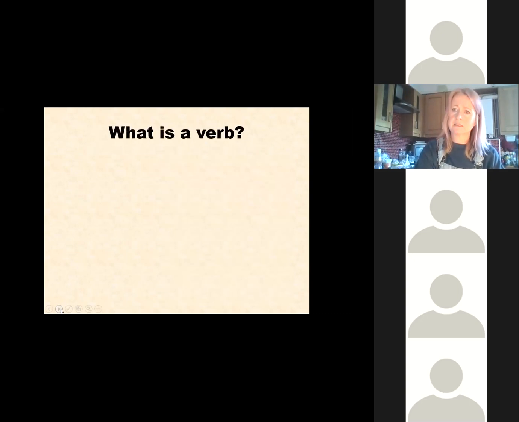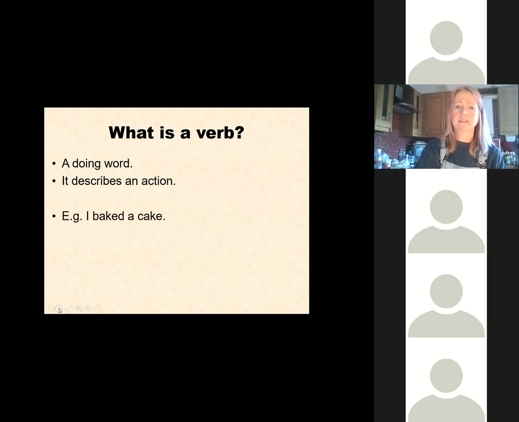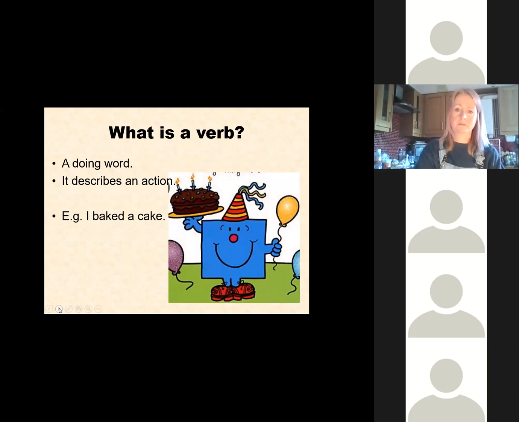What is a verb? You guys know this already. You're so super clever. It's a doing word. It describes an action. It's an action word. For example, I baked a cake. There he is, Mr. Strong, holding up his big, heavy chocolate cake. He baked a cake. Mr. Strong baked a cake.